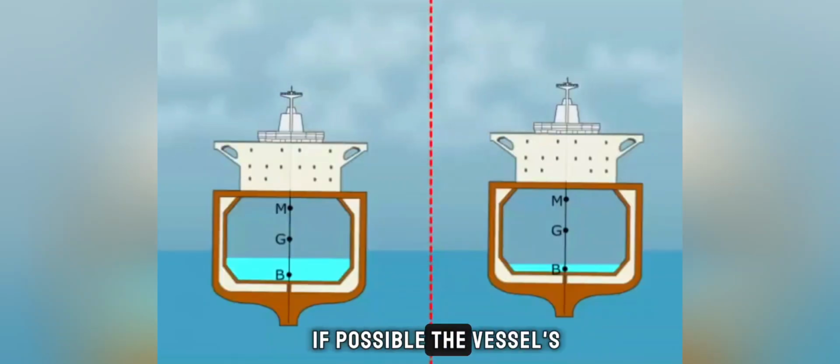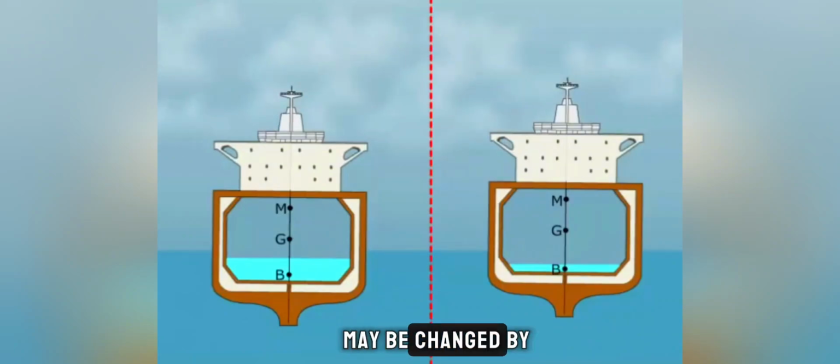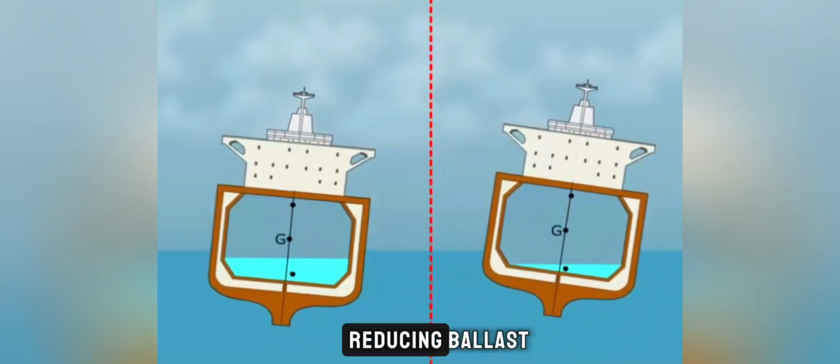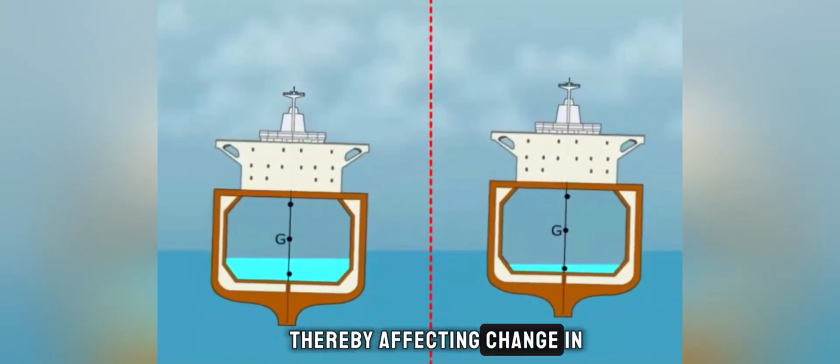Unable to withstand heavy seas on the bow, the vessel zigzags, not allowing the wave and roll periods to resonate. If possible, the vessel's natural roll period may be changed by either taking on or reducing ballast, thereby affecting change in her GM.